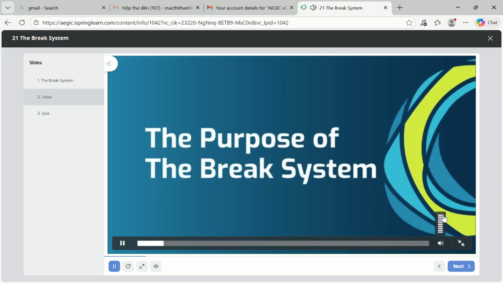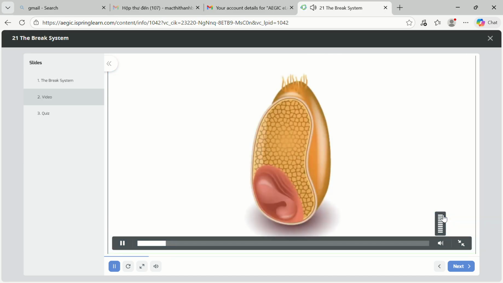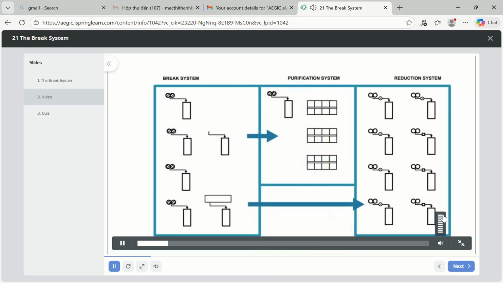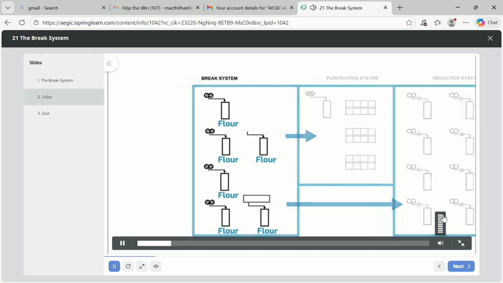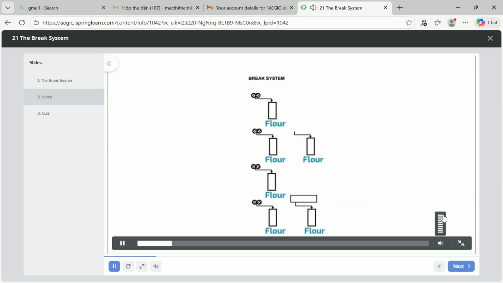The purpose of the break system. The main purpose of the break system is to separate the endosperm from the bran and send that endosperm to downstream sections of the mill for further treatment. The break system will also generate some flour along the way.